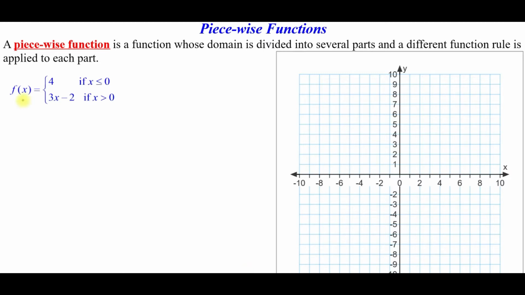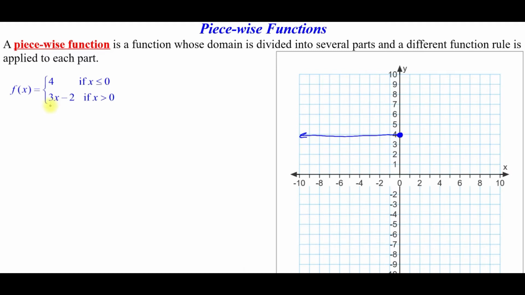So this function says f of x equals 4, which would be a constant horizontal line, if x is less than or equal to 0. So where x is less than or equal to 0, which would be this left side of the x-axis, is going to just be the horizontal line at 4. Since we're going to go up to where x is less than or equal to 0, we're going to put that closed dot on the 4.